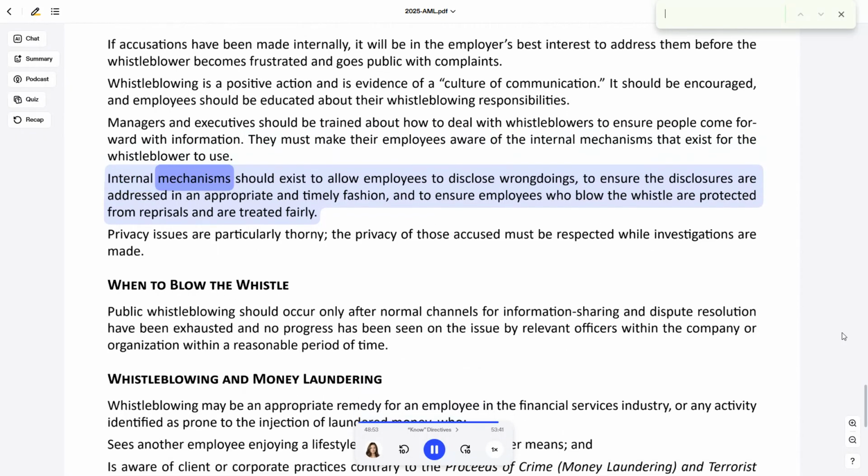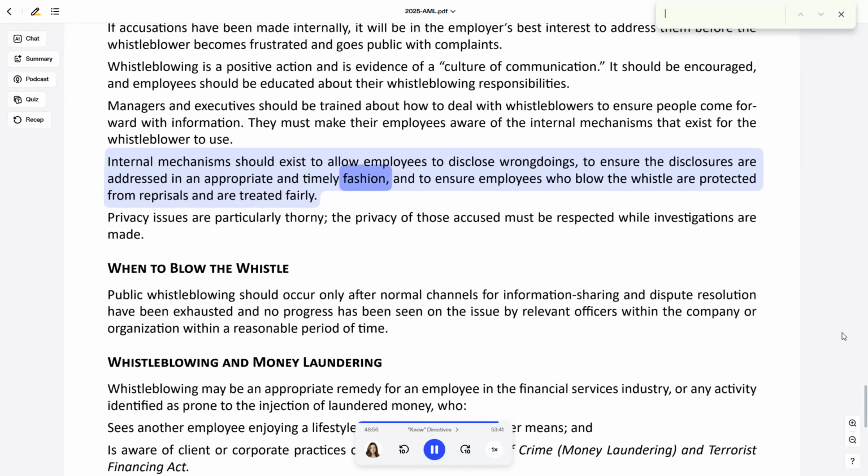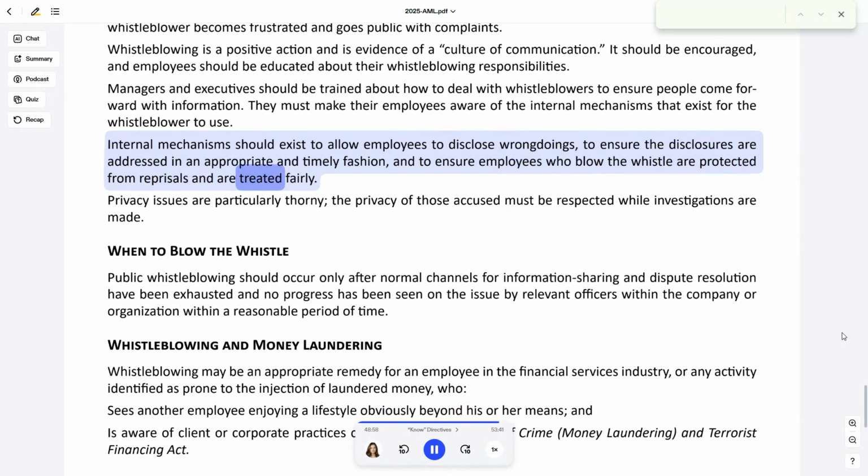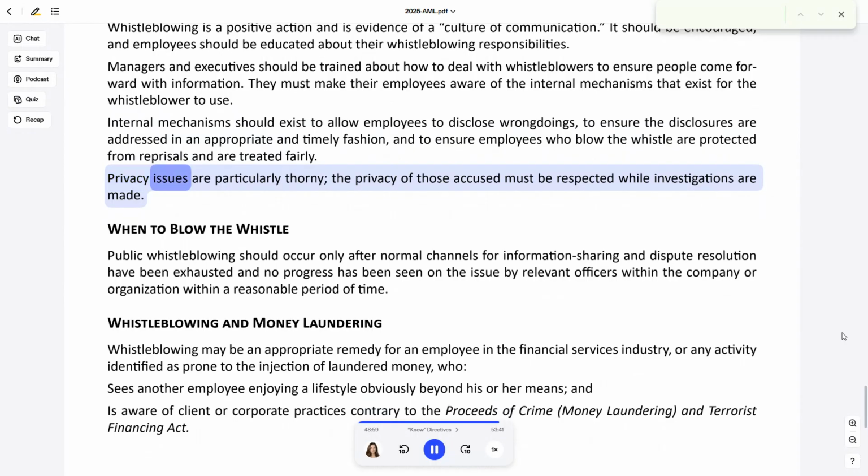Internal mechanisms should exist to allow employees to disclose wrongdoings, to ensure the disclosures are addressed in an appropriate and timely fashion, and to ensure employees who blow the whistle are protected from reprisals and are treated fairly. Privacy issues are particularly thorny. The privacy of those accused must be respected while investigations are made.